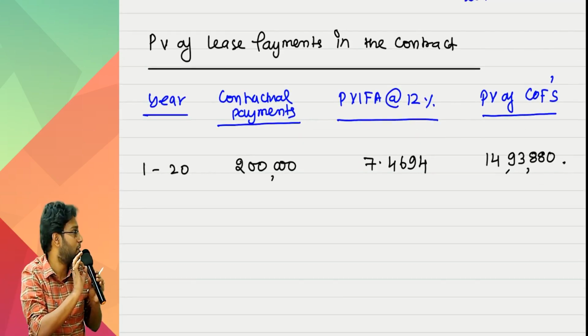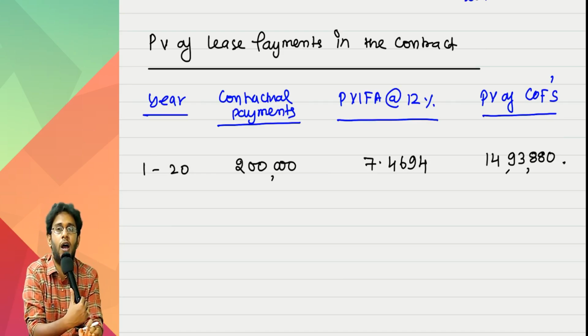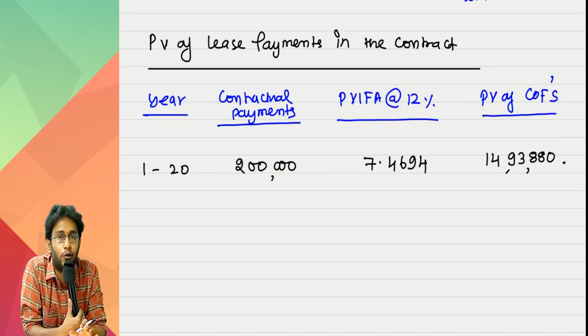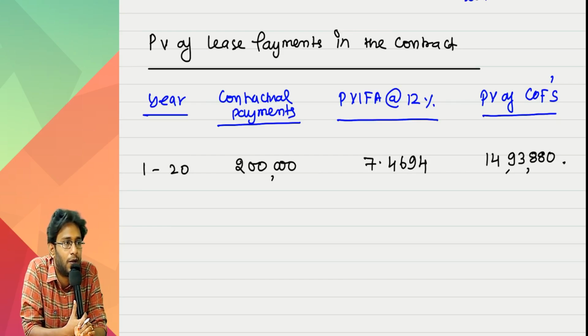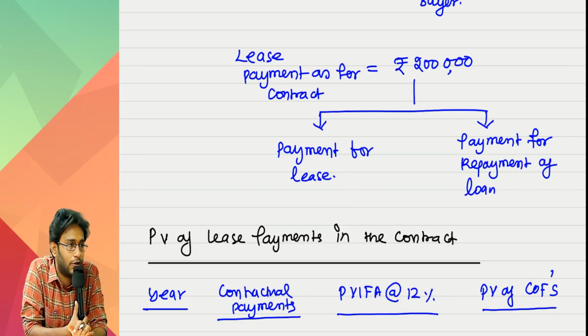Now I have a small question. Correctly understand. If 14,94,000, whatever you wrote, is the PV of lease payments or the PV of total cash outflow? That is not the PV of lease payments, because in this complete 2 lakh rupees is not paid only for lease. It's paid for lease also. It is for repayment of loan also, isn't it, sir?